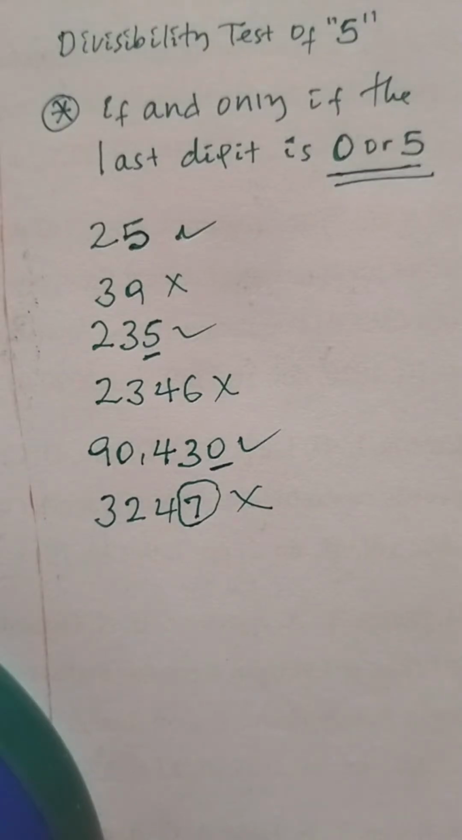Okay, we see that is the divisibility test of 5. You got it? It is very easy. If the last number is 0 or 5, this number is divisible by 5.